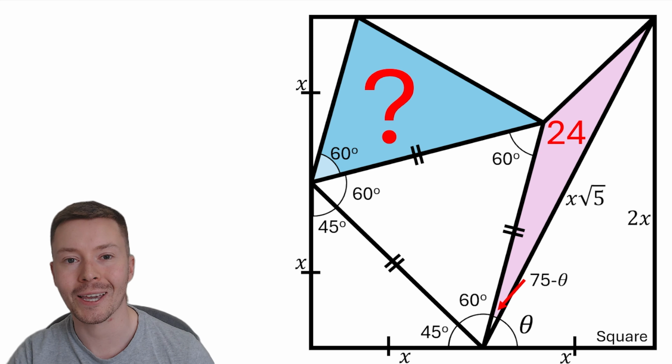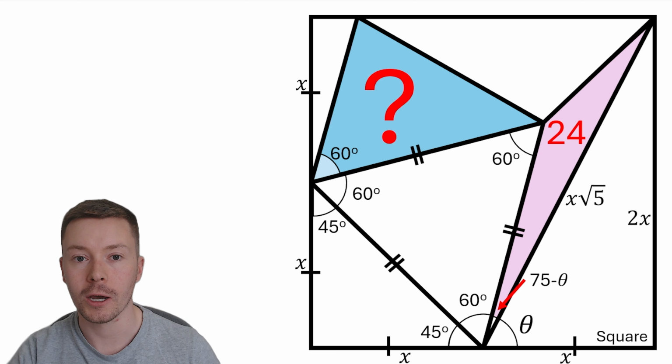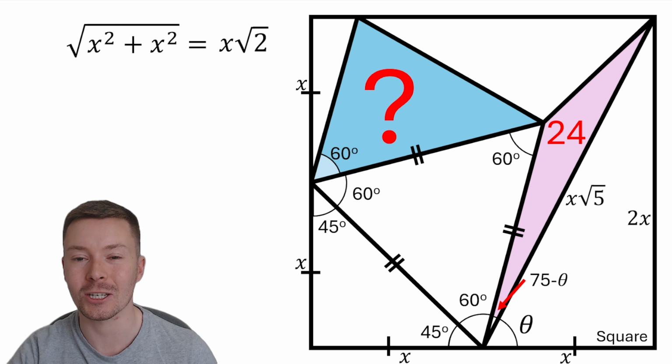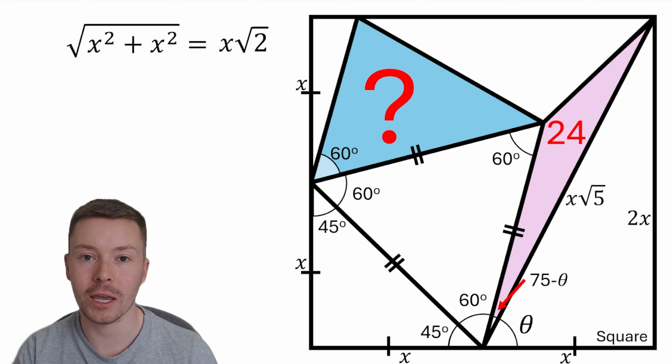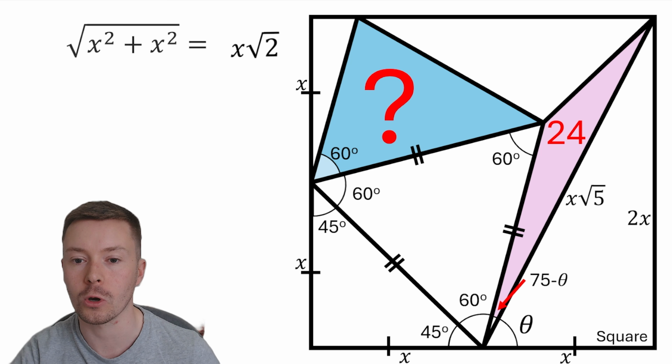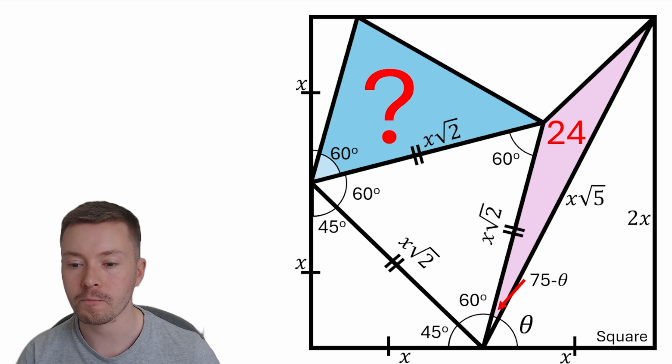I can also work out the length of the sides of the equilateral triangle by Pythagoras again. So x squared add x squared and square root it is x root 2. And that is going to be the same, obviously, for all the sides of that equilateral triangle. So let's put those on the diagram.